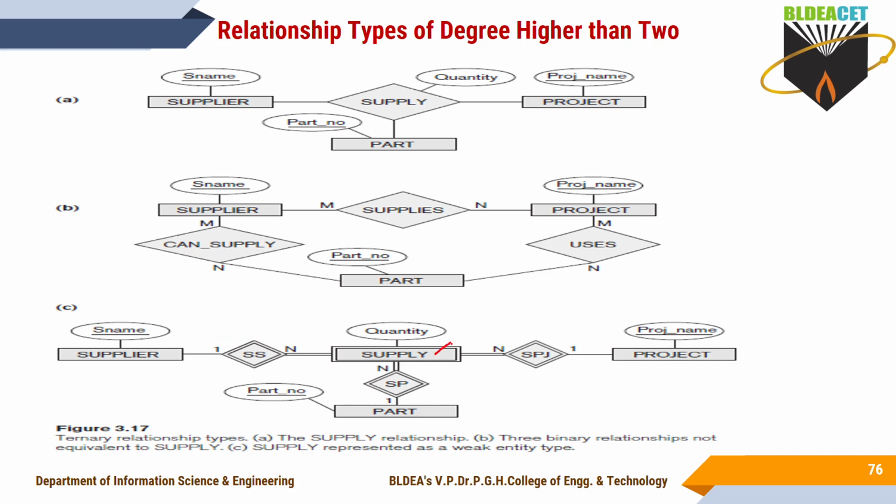This is one weak entity type, and you are relating it with the identifying relationship type. You can identify it by the supplier, or by the part, or by the project. So this is about the ER diagram and relationship types of degree higher than 2. Is it clear now? Okay, thank you.